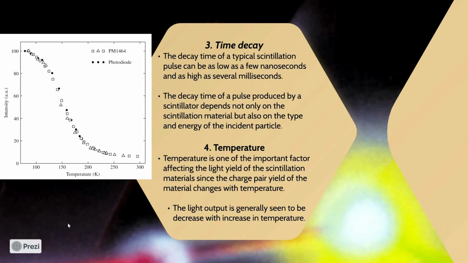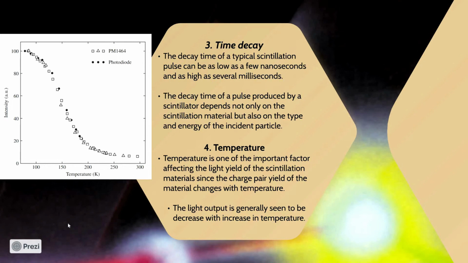The third is the time decay. The decay time of a typical scintillation pulse is usually low, around a few nanoseconds to several milliseconds. The decay time of a pulse depends not only on the material but also on the type and the energy of the incident particle. Slow decay times in scintillators can decrease the overall efficiency of the detector.